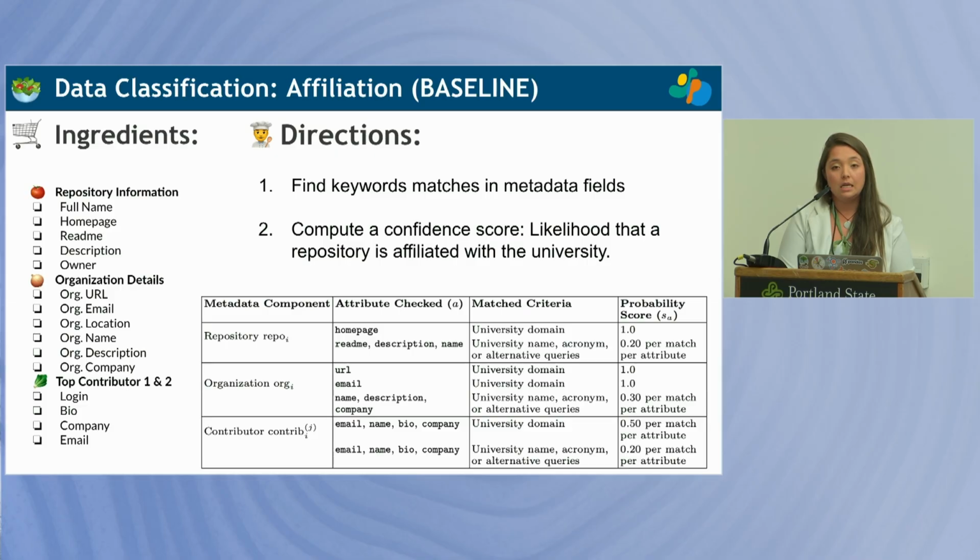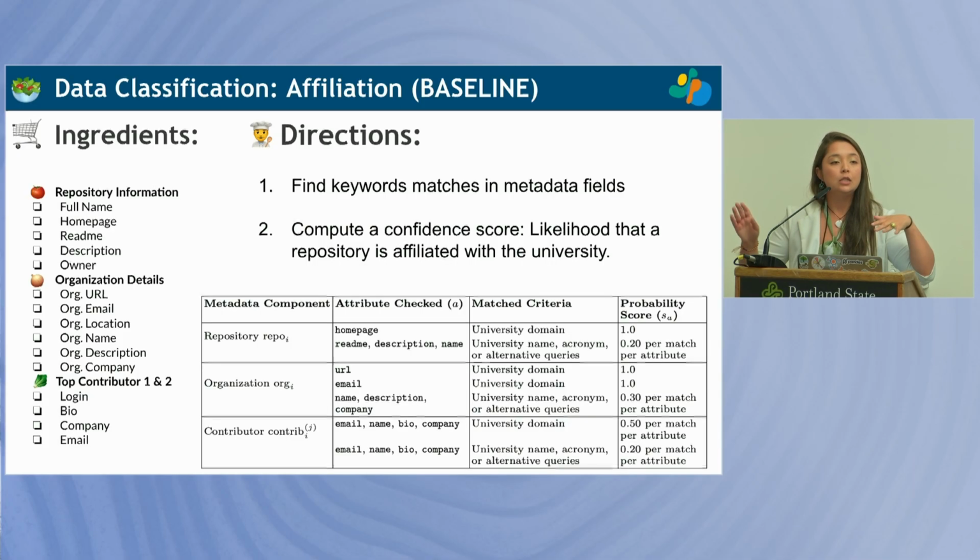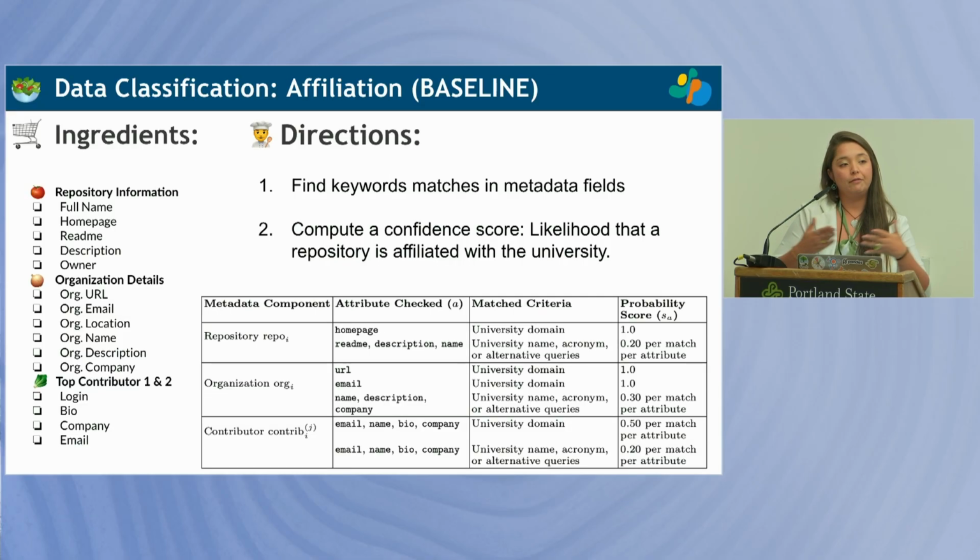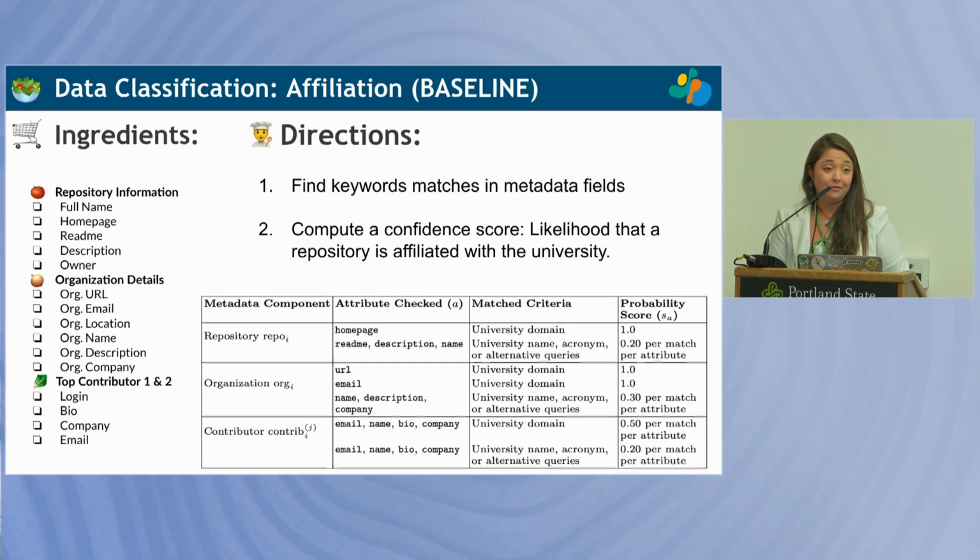And then I computed a score that was based on how many keyword matches they had in each of these fields. And I gave more importance to those fields that are clearly more indicative of the affiliation. Like if a contributor has an email of the university, that is more important than if it just shows up in the README. That wasn't enough.